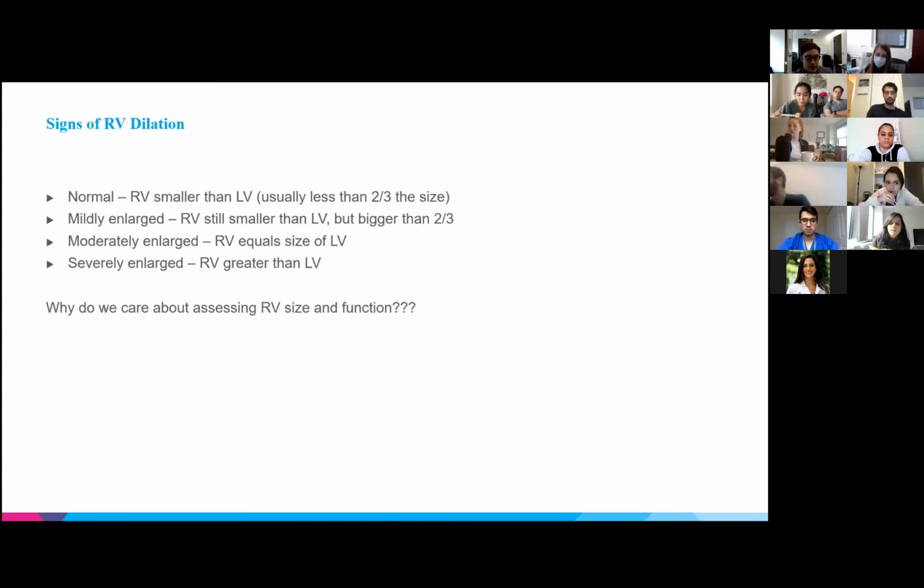If we're saying the RV is mildly enlarged, that means it's somewhere in between. It's closer to the size of the left ventricle, not necessarily bigger than the left ventricle, but certainly bigger than 2/3 the size. Once we say it's moderately enlarged, the right ventricle is roughly equal in size to the left ventricle, so it's hard to delineate which ventricle is larger. And if it's severely enlarged, then the right ventricle is just greater than the left ventricle.